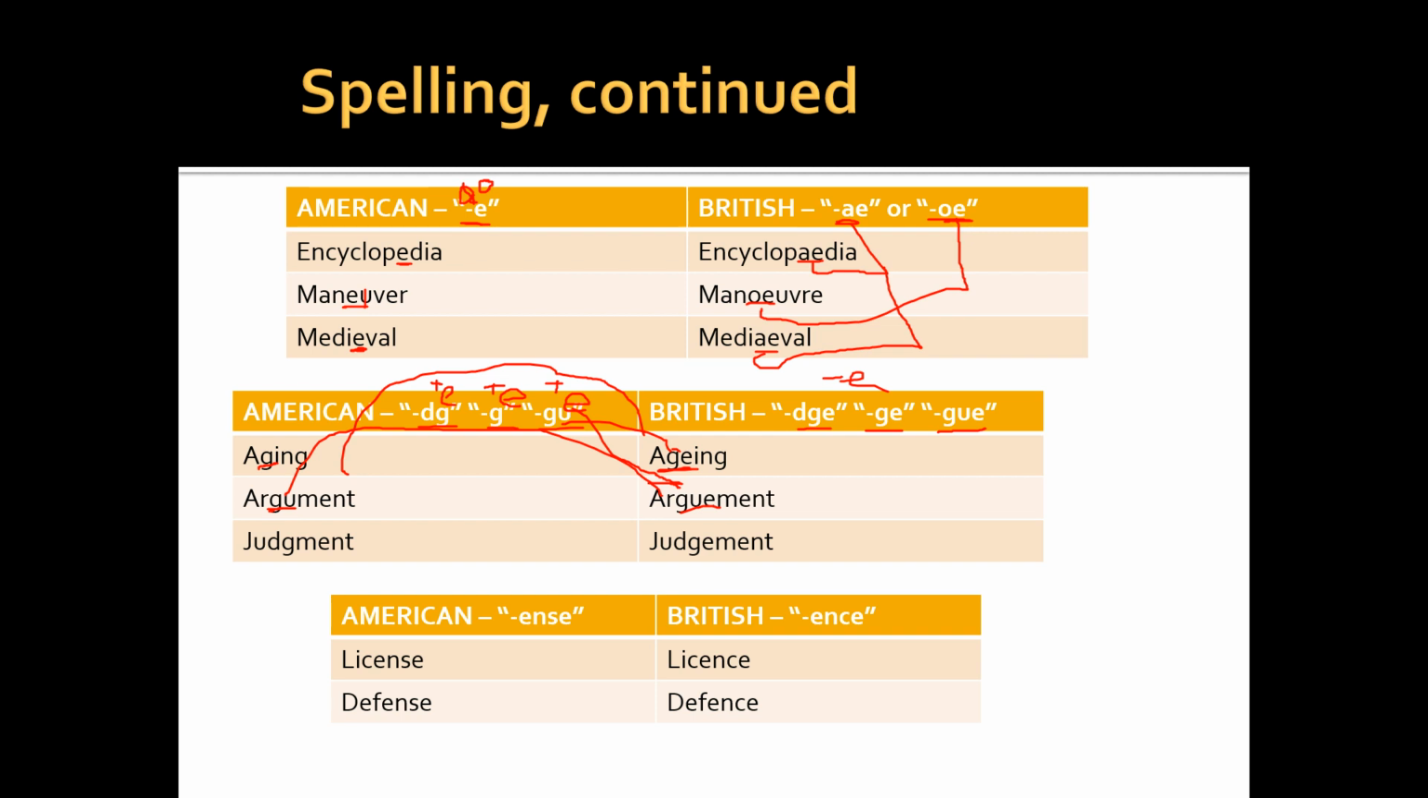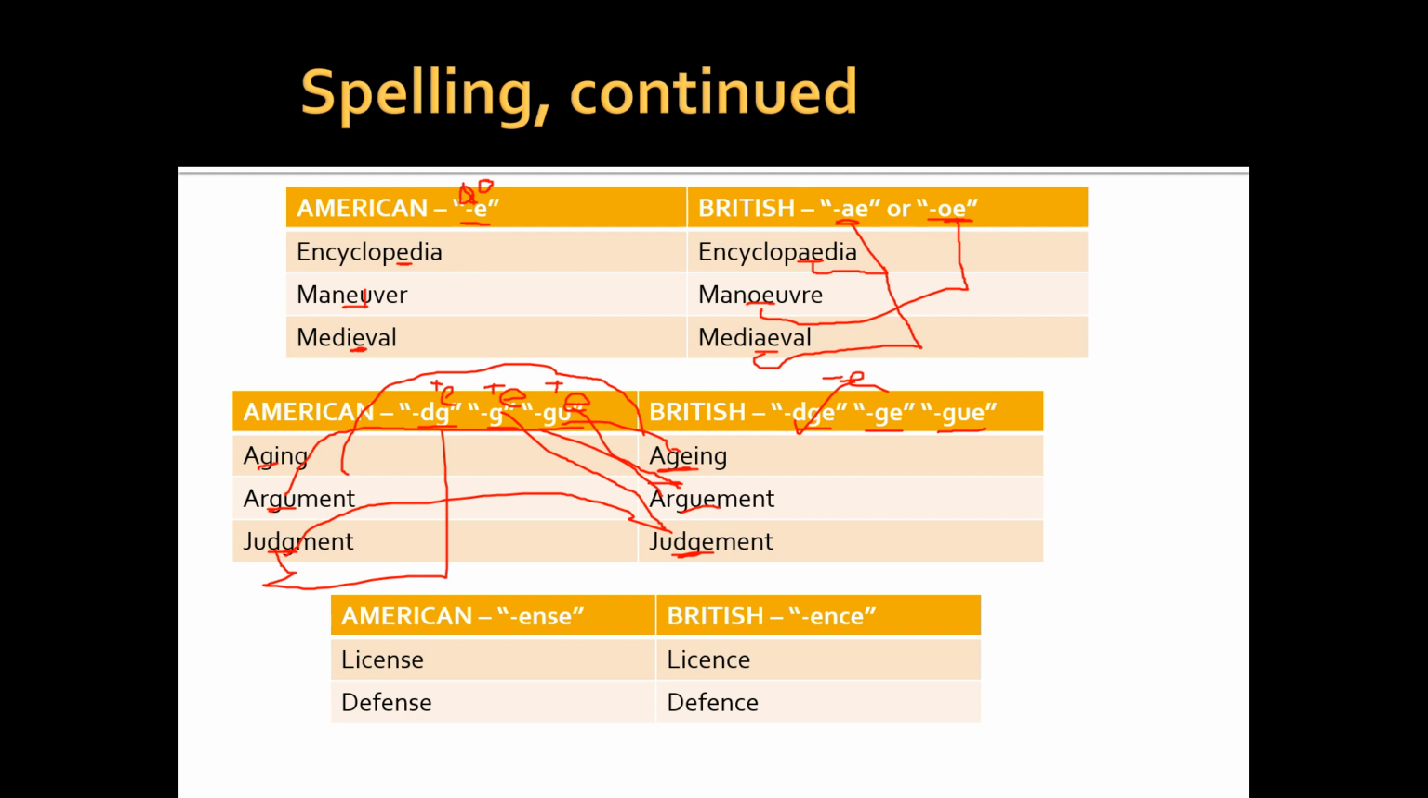Argument. Then we're having judgment. For judgment, we're having DG over here. And we're changing it to British English, we're adding an E. See? So it is DGE. See, we're having DGE here, right?